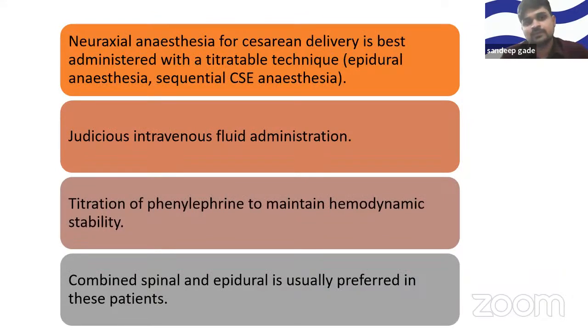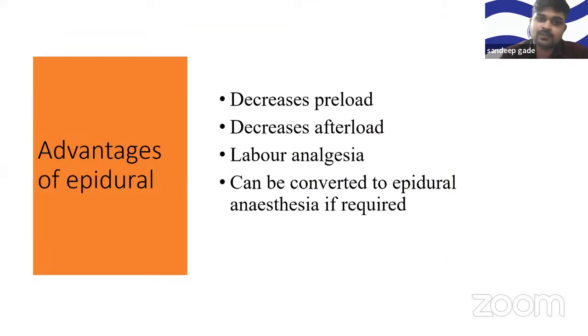Whenever the patient is posted for cesarean section, the neuraxial anesthetic technique should be a titratable technique. It could be either epidural anesthesia or sequential combined spinal epidural anesthesia. Combined spinal and epidural is usually preferred in these patients, and we have to maintain judicious fluid administration and titrate phenylephrine to maintain hemodynamic stability. The advantages of epidural in such patients are that it decreases the preload and decreases the afterload. You can use epidural for providing labor analgesia, and the same epidural can be used to convert to epidural anesthesia if required.